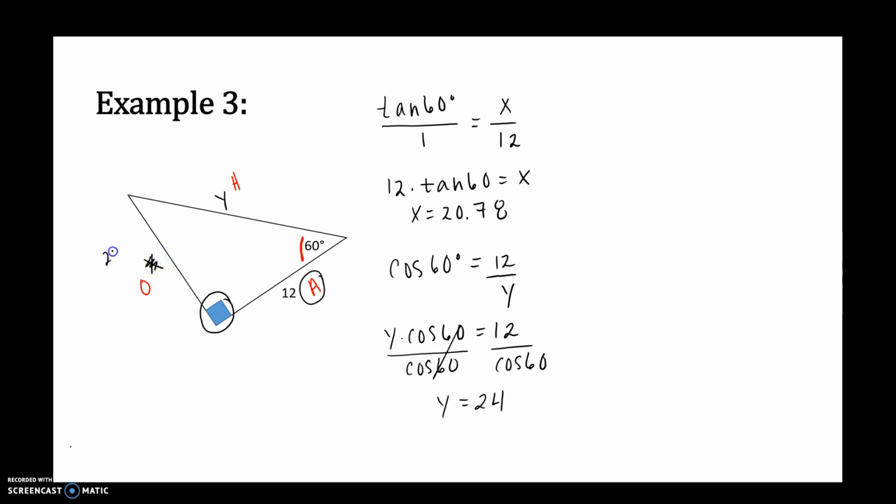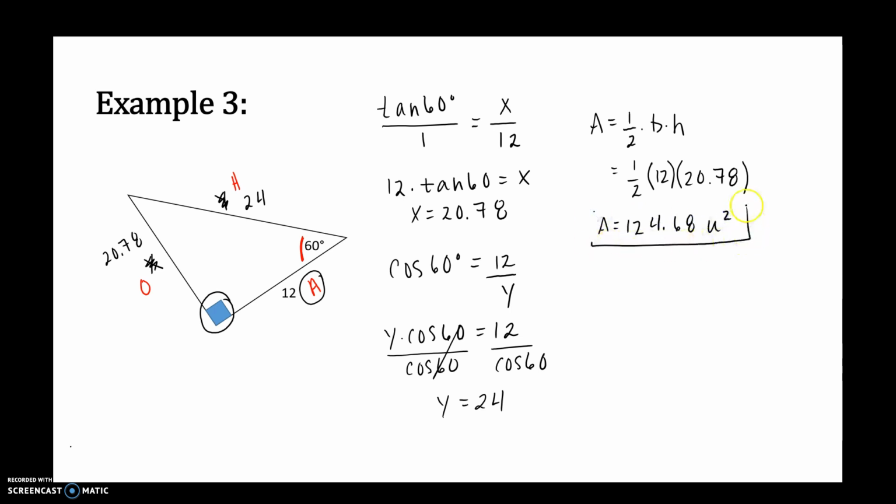Okay, so we found this to be 20.78. Found this to be 24. Now we have all the information we need to find area and perimeter. Area, 1/2 times the base times the height. 1/2. Base of the triangle is 12. Height of the triangle is 20.78. I take the two legs. Right, the legs are where the right angle is formed. So I get my area to be 124.68 square units. And I just want to get in the habit of writing the units.